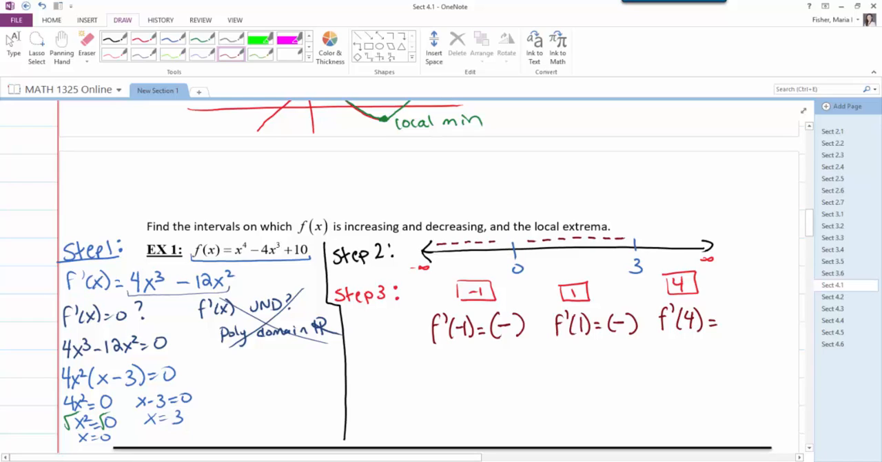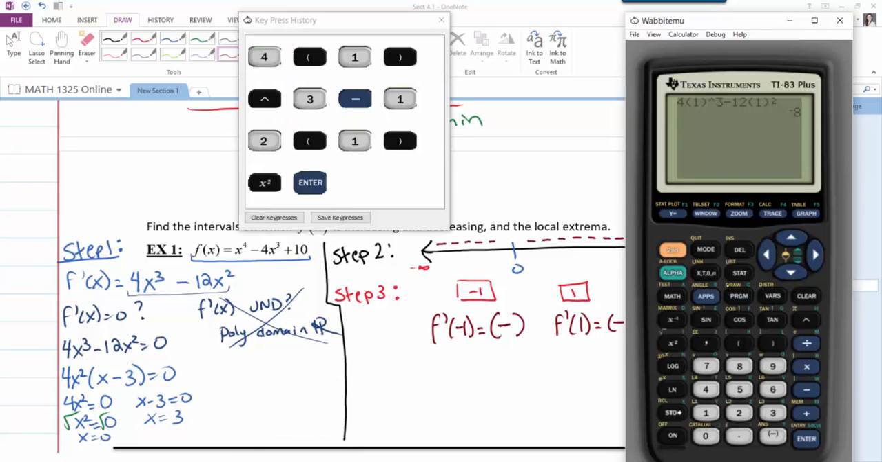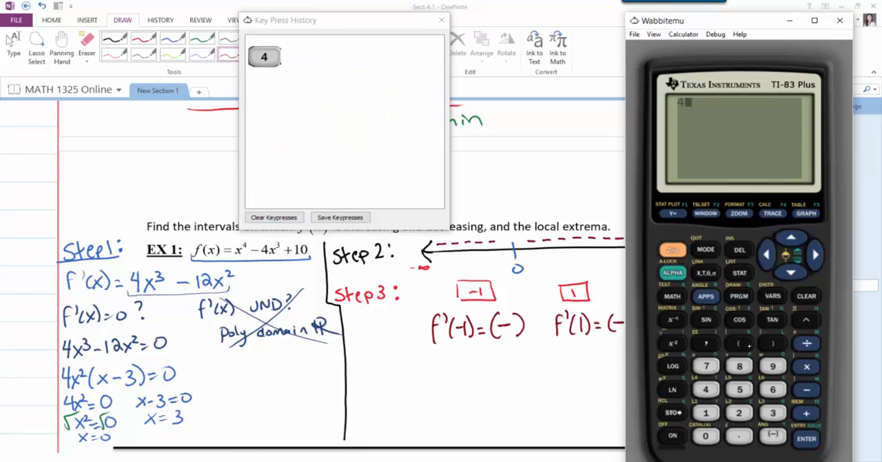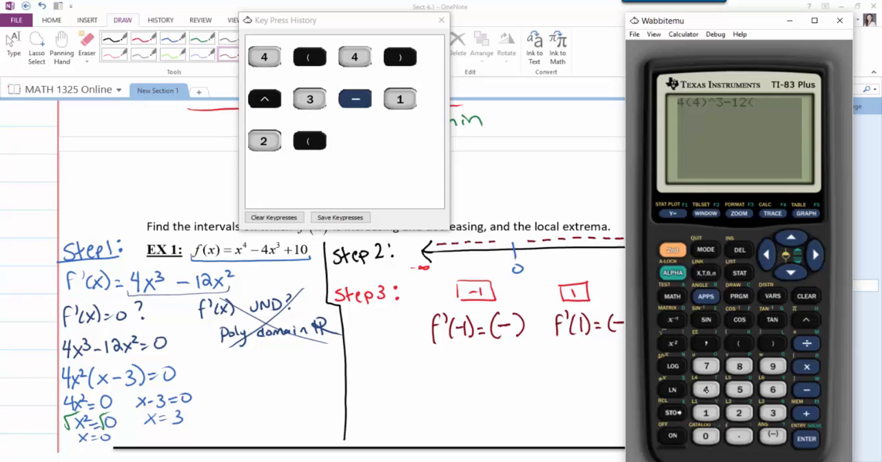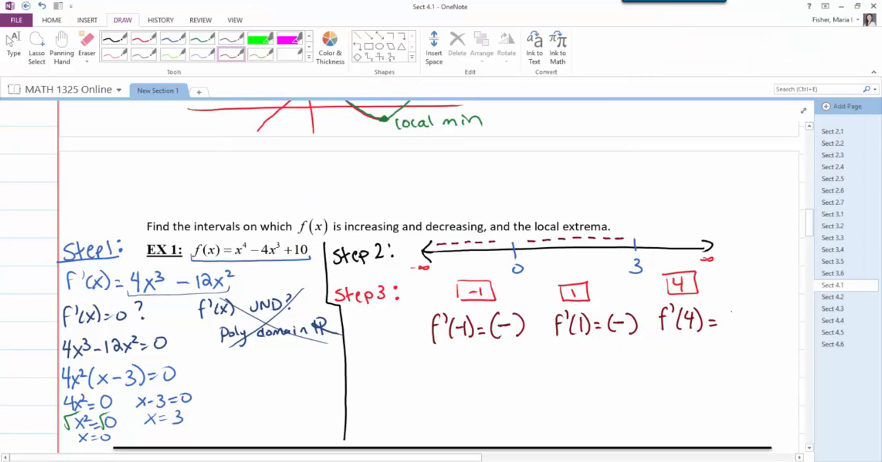Finally, let's find f prime of 4. So f prime of 4, again, grabbing our calculator, we would have 4 times 4 to the third minus 12 times 4 squared. And we end up with positive 64. Well, 64 is a positive number, so that means that every number in this interval would be positive.